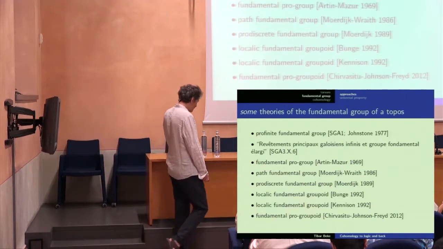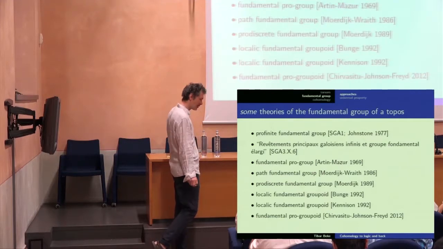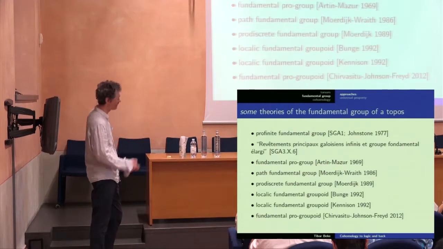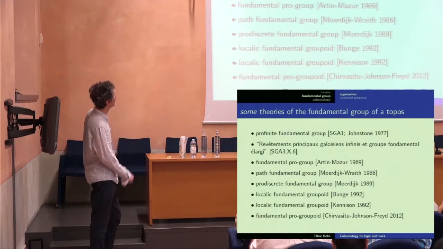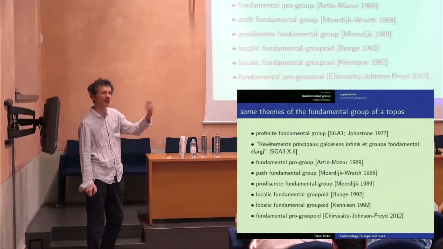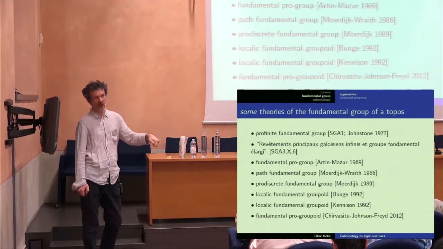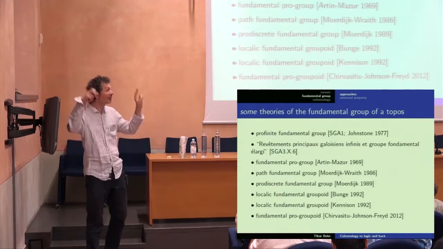So a lot of people over the last 50 years have thought about the fundamental group of a topos, certainly starting with Grothendieck, and this is still the best definition other than it's profinite, and other than it needs a point, and other than it's a fundamental group and not a fundamental groupoid. So how is it that you can get rid of some of these?